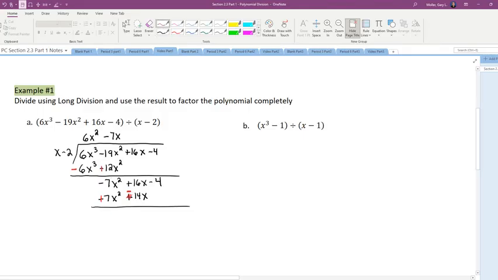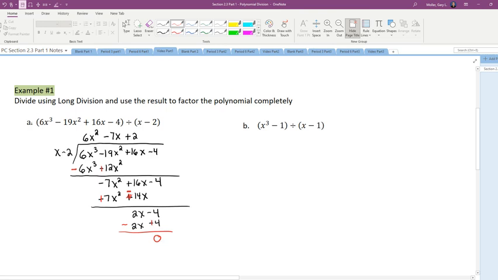And now I add them together. That cancels, and if it doesn't, you did it wrong. So go back and find a better number. This gives me 2x minus 4. And one more time, plus 2. If I multiply by 2, I get 2x minus 4. And now when I subtract this one last time, I get 0. So that tells me that x minus 2 went into this evenly because I had a remainder of 0.